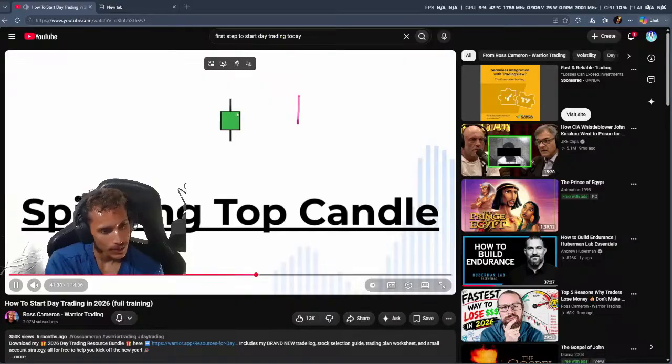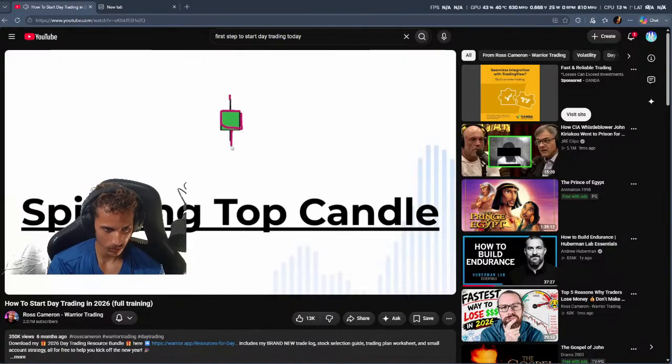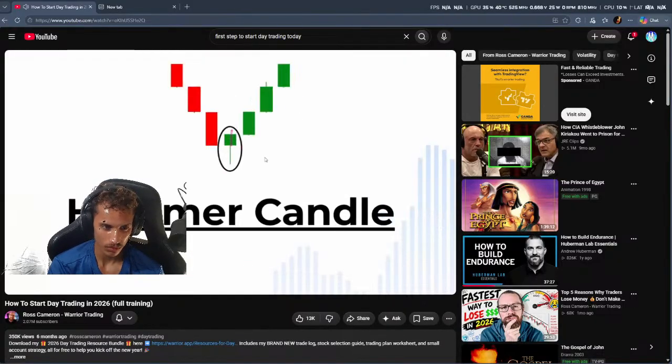Spinning tops are kind of like dojis. They have a little body, but they also have that upper candle wick and lower candle wick, and so they communicate pretty much an equal amount of indecision when we see them in the context of a trend. A hammer candlestick in the context of a downtrend is bullish.